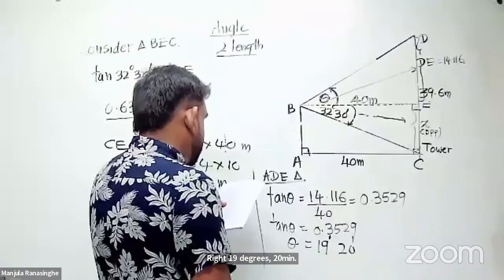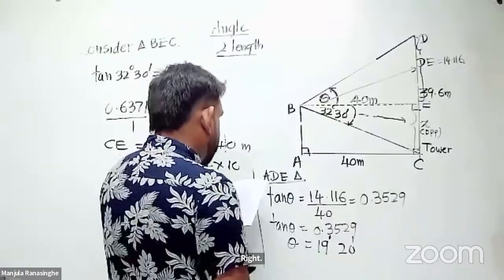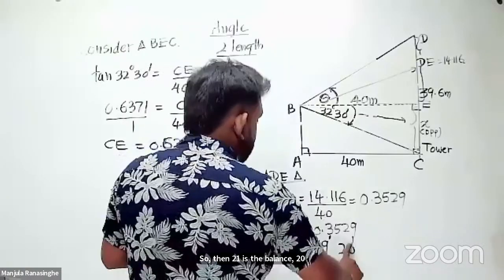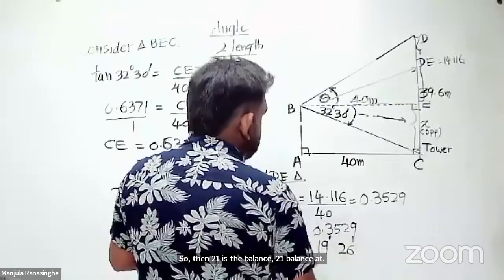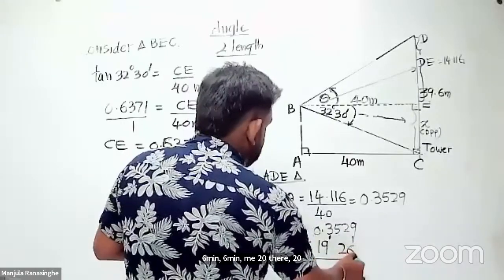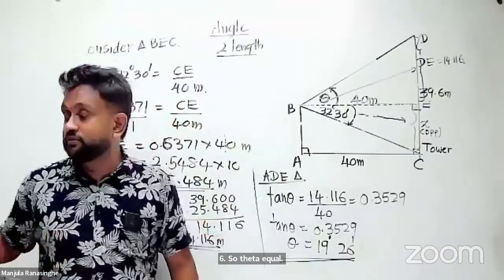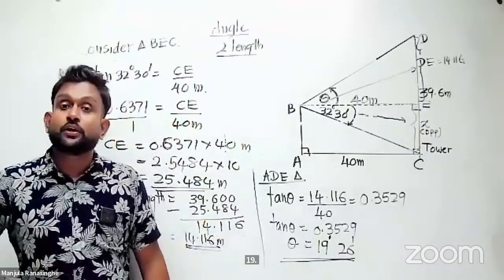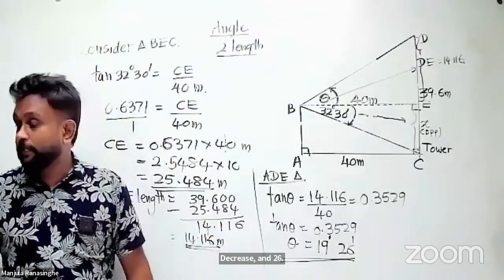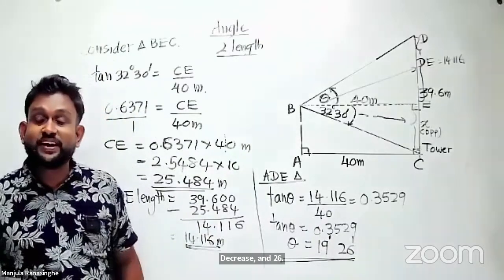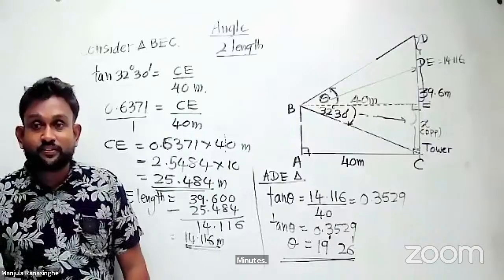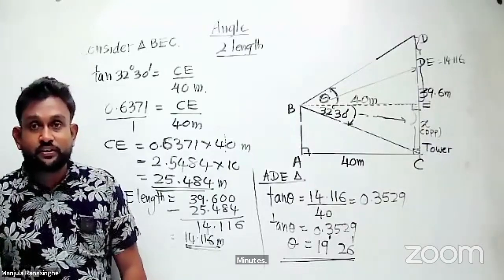Then 21 is the balance. 21 balance at 6 minutes. 6 minutes means 20 there, 26. So theta equals 19 degrees and 26 minutes. Okay, so that is the 10 marks. Understood, everyone? That is 10 marks.